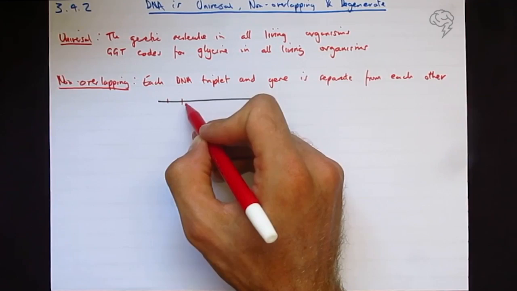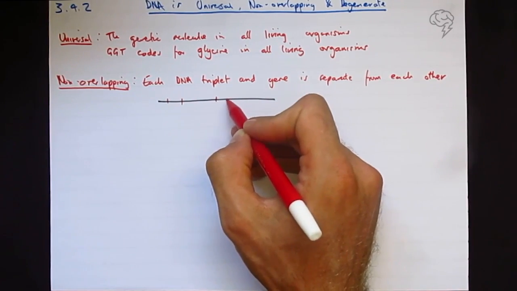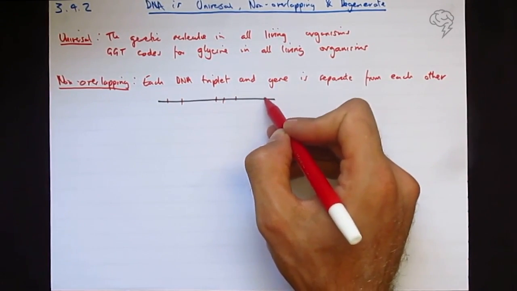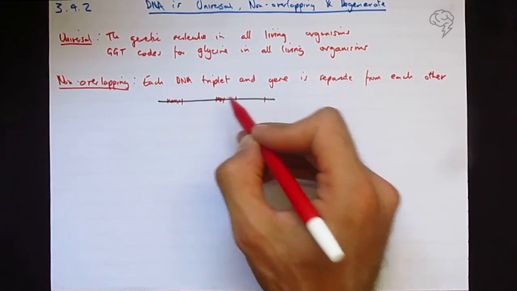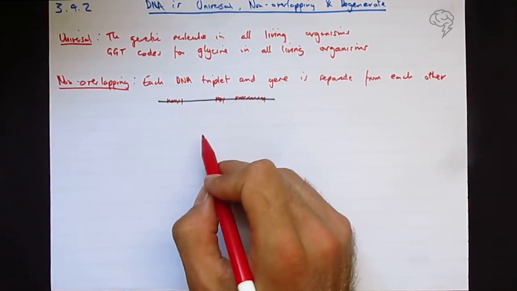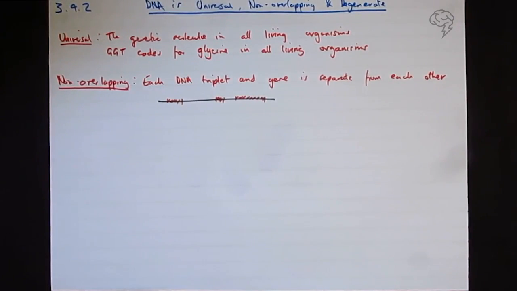You might have some of the repetitive non-coding regions in the middle. You might have a long gap. This might be the next gene, might be a smaller gene. You might have then obviously going to have another gap, and we might have a longer gene here. But this is going to be a gene, this is going to be a gene, this is going to be a gene, but they don't overlap. The same would go if this was on a smaller scale with DNA triplets.